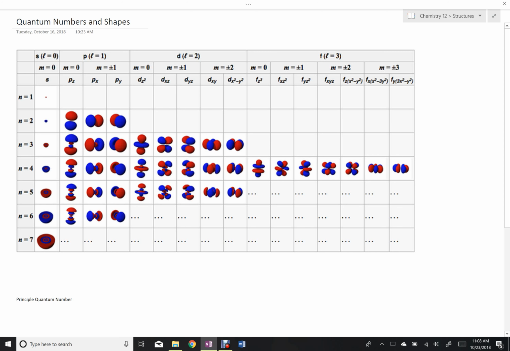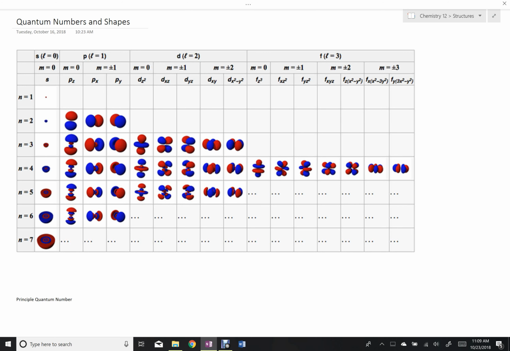At the second level, we have spheres and dumbbells. At the third level, we have spheres, dumbbells, and these D shapes. At the fourth level, we have spheres, dumbbells, these D shapes, and these F shapes. And these are all just mathematical results of treating the electron like there's a wave that defines its position, and then keeping the total energy of that wave constant, kinetic energy plus potential energy, turning into total energy.